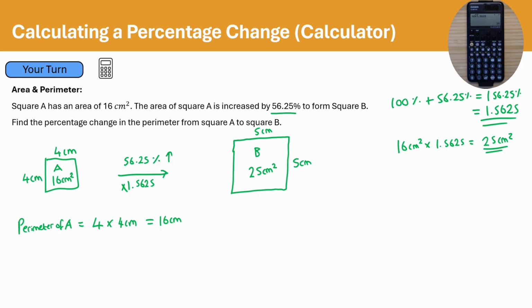And this is an example of where the area and the perimeter are actually the same value. So both of them are 16. That's not always the case. Perimeter B. Again, there are 4 sides to this shape. It's a square, and each of the sides are 5 centimeters. That gives you a perimeter of 20 centimeters. So notice this time the perimeter and the area are not the same.